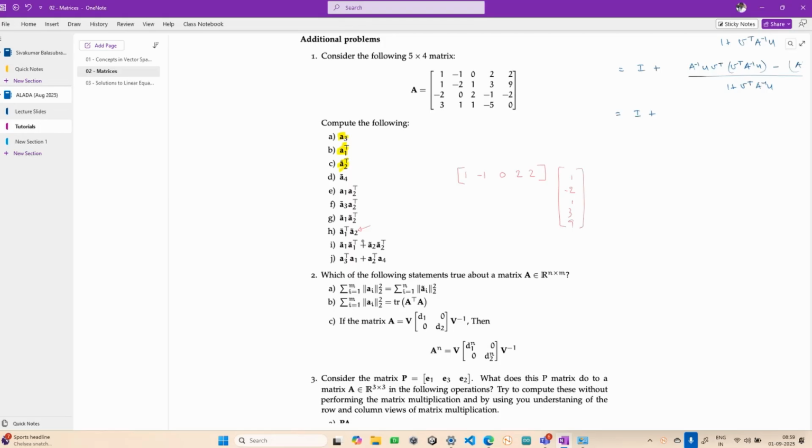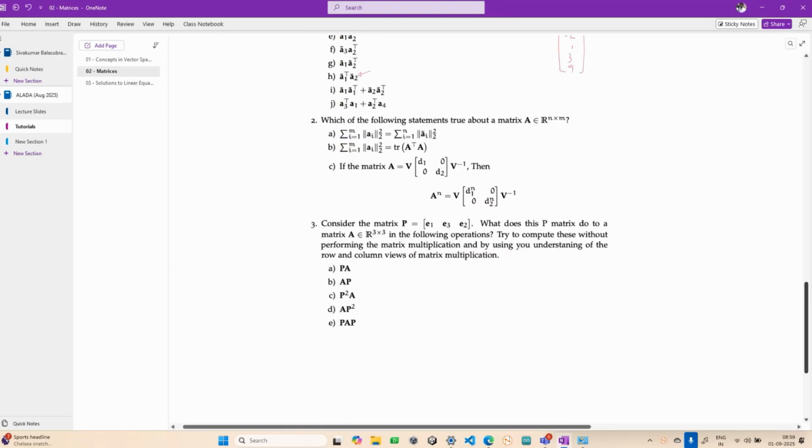This problem is essentially to get you comfortable with the tilde, strange tilde transpose notation. Okay. And I would go through these as well. Okay, all right.